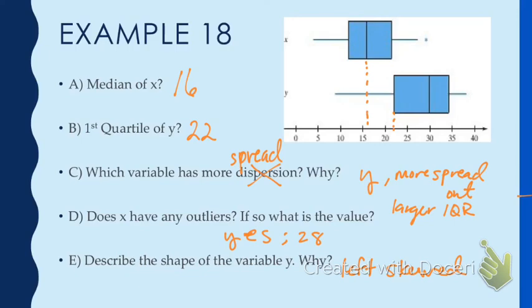Does X have any outliers? Yes, it does at 28 or 29. And then the shape of Y is a left skew. How do I know that? How do I decide what a shape is? From the first quartile to the minimum, the median is longer. Yep, so I'm going to put a line in the median, draw lines out to the outsides. It's longer on the left, so it is a left skew.